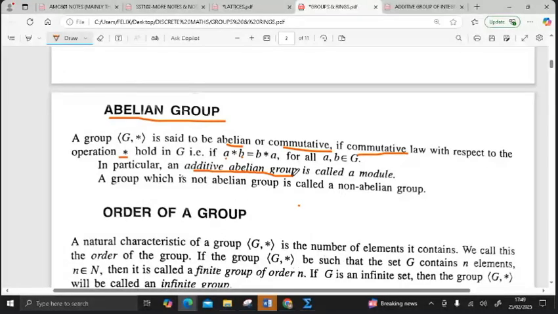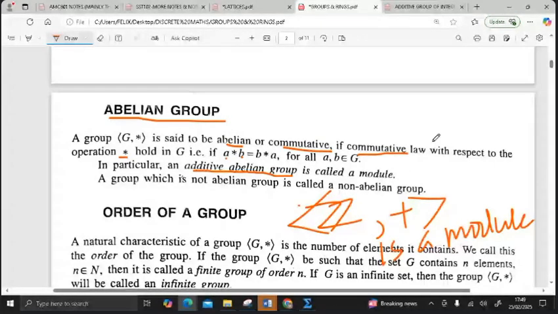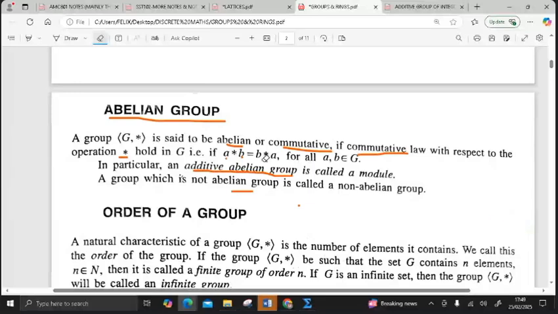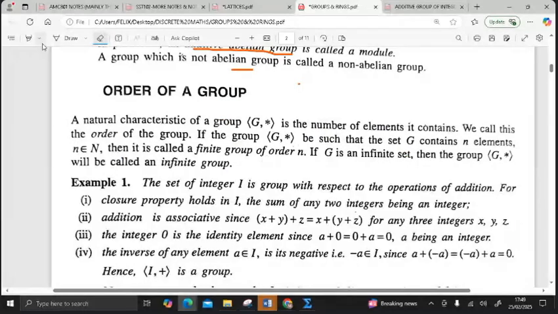So you can see that is what we mean by abelian. If it satisfies these other properties apart from being a group, you can say that it's abelian or commutative, if the commutative law with respect to the operation holds in G. In particular, look at an additive abelian group now: the set of integers, the one that I've just talked about, equipped with plus.